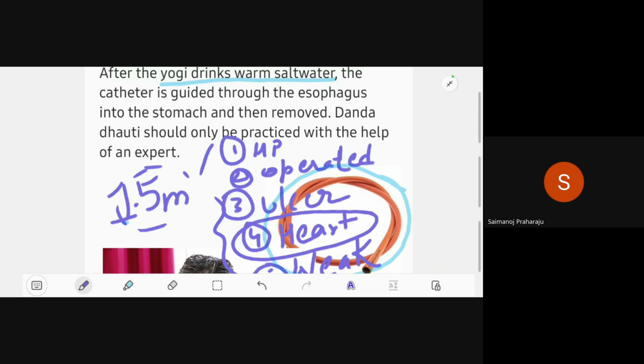6 meters is like you insert only 1.5 meter, but the rest of the part is remaining out, I guess, according to the traditional text or whatever it is. Yes. That is the only thing that I'm trying to tell you. The remaining part should be outside, while the 1.5 meters should be inside, until it reaches the stomach. Because hardly from our mouth till our stomach, it's not 6 meters. It is way less than that. The rest should be outside the mouth so that the water can flow out.